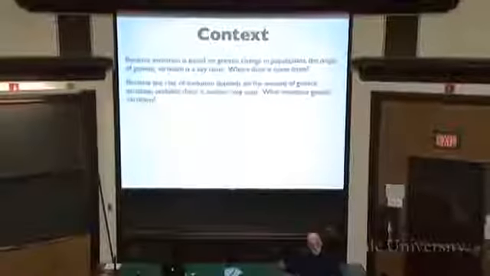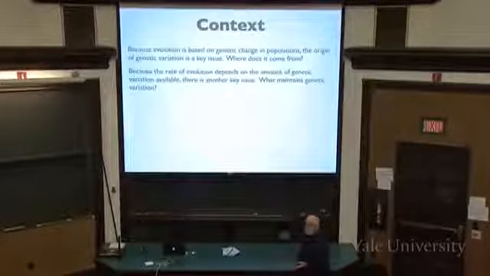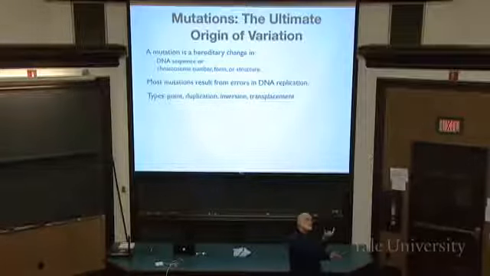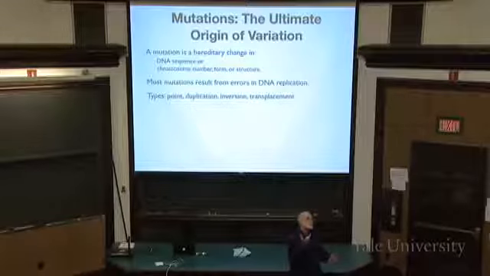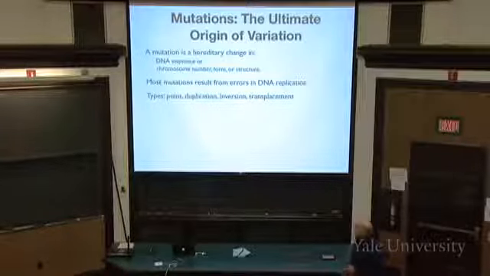So the context basically is this. Since evolution is based on genetic change, we need to know where genetic differences come from. And the rate of evolution they can actually be turned around so that they are in the opposite reading direction along the chromosome. All those things are going on.